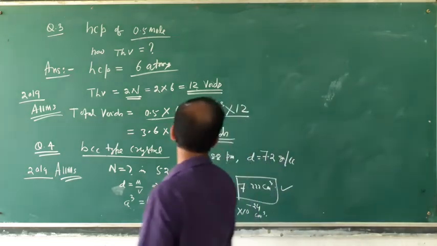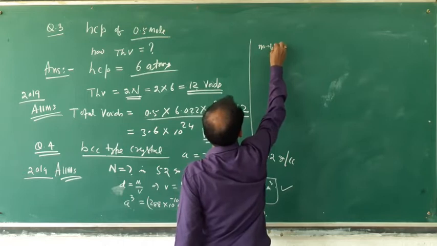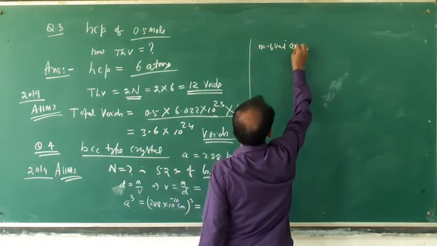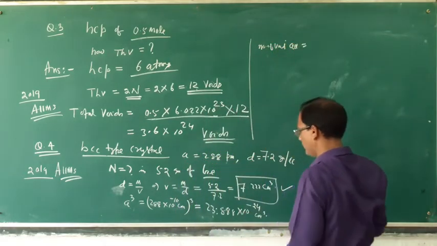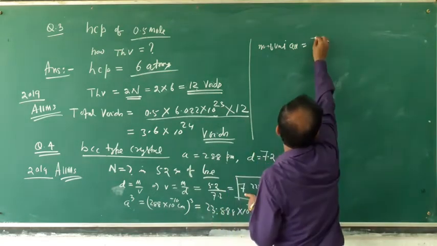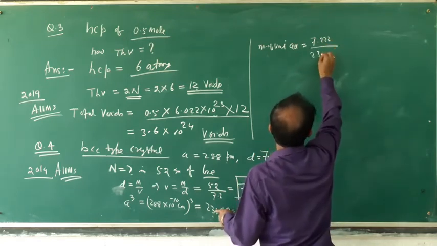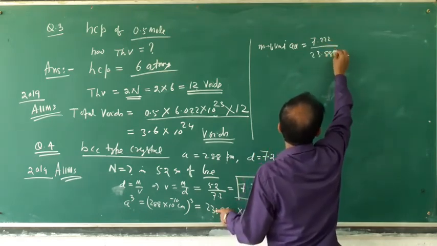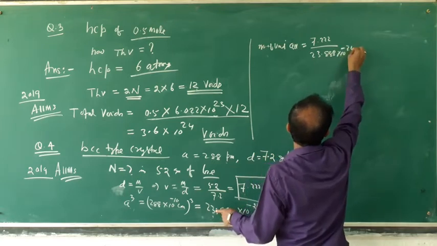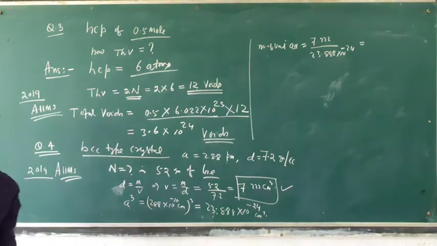Then how many unit cells are there? The number of unit cells is equal to the volume of the substance upon the unit cell volume, so 7.222 upon 23.888 into 10 to the power minus 24. The answer will be the number of unit cells. How much is it coming? The number of unit cells will be how much?